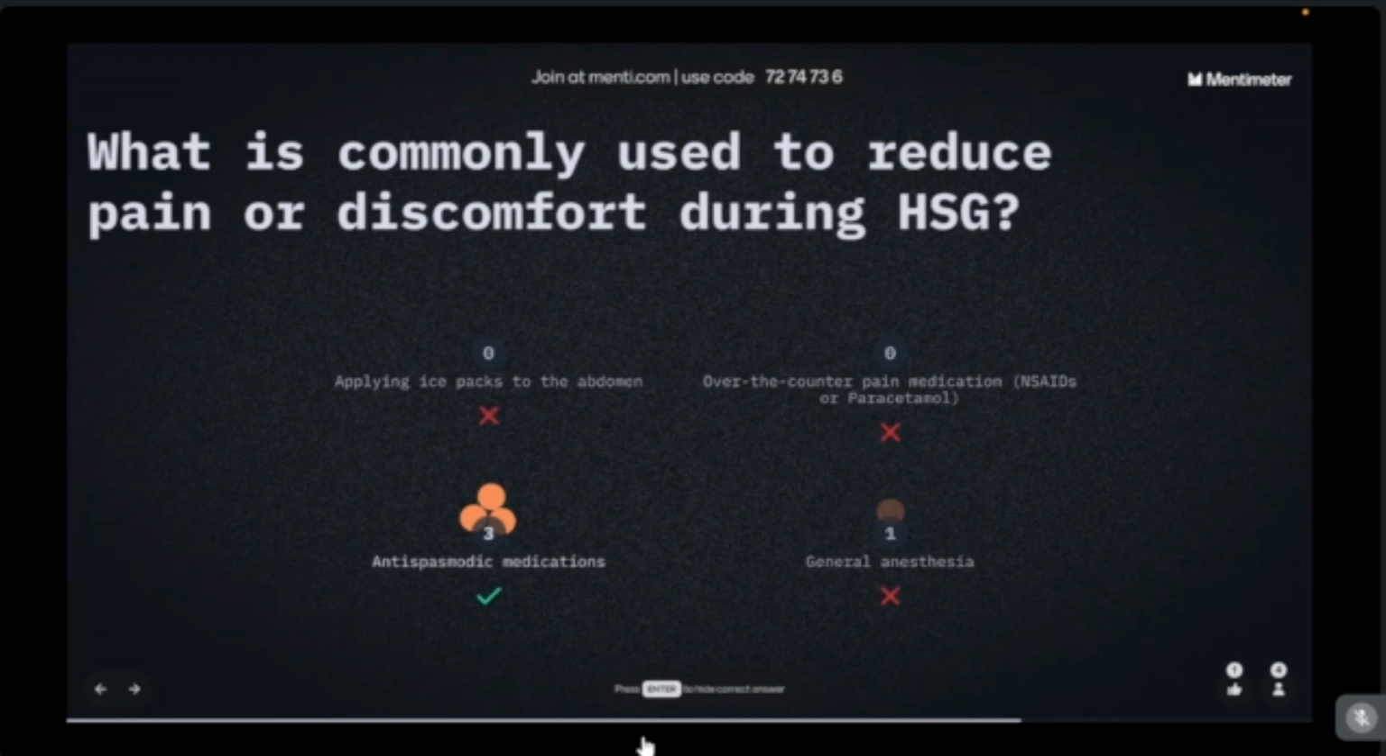So we'll see what is the right answer. Yeah, we give them the antispasmodic medication. We don't do the general anesthesia because we don't really need it in this procedure. The pain is not a really bad pain that the patient can't tolerate. It's just a pain that you want to avoid, because you want to have the best examination and not cause any harm to your patient. So you will give her the antispasmodic medications. It's given the day before, and then they give her the antispasmodic on the day of the procedure to prevent the pain.